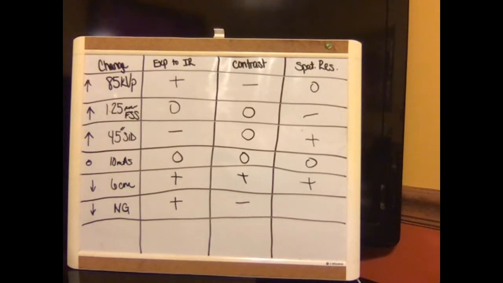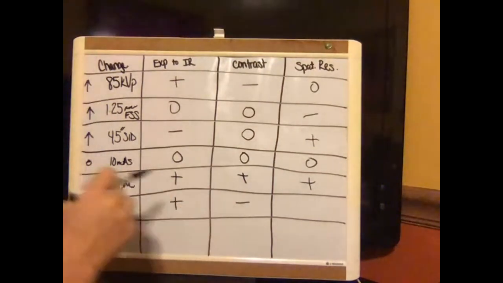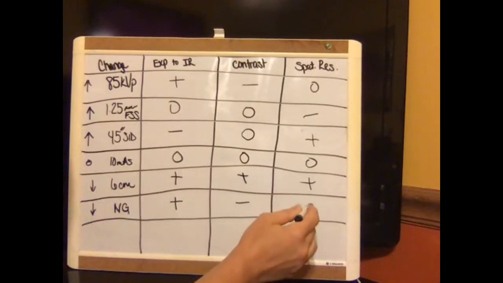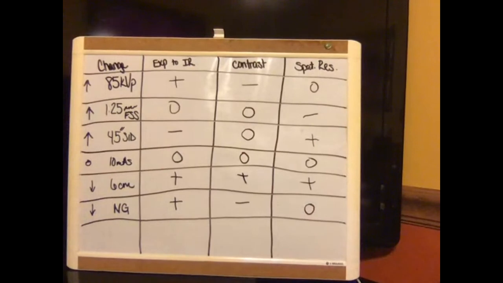And then spatial resolution, no change. The grid doesn't change the geometry of the situation. It will increase or decrease the visibility, but it doesn't do anything to the accuracy of the recorded detail. Remember that your spatial resolution goes along with your accuracy of recorded lines.